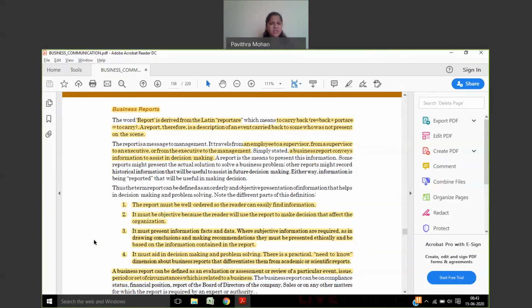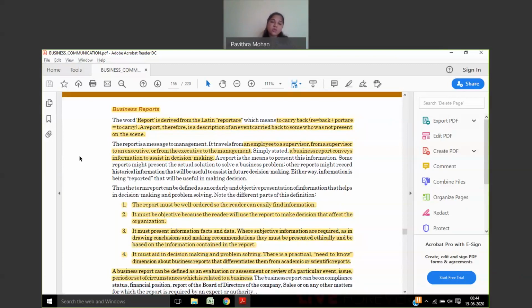Okay, so these are basically called reports. Report is a Latin word derived from the word reportare, which means to carry back, that is, re plus portare, to carry. A report, therefore, is a description of an event carried back to someone who was not present on the scene.